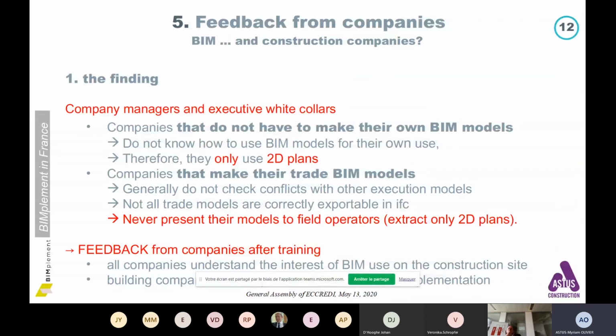But in any case, when there is a model which managers in companies have been using, for instance, for answering the call for bid, they never present the model to field operators. They always give them only 2D plans. However, once they've been trained, they do understand and they are convinced of the usefulness of a BIM model instead of just using classical 2D plans. That's a good thing.